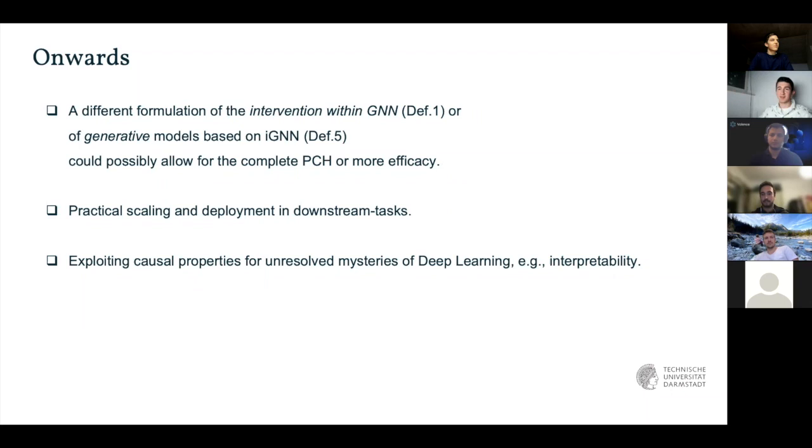Or something like that. And then also these generative models based on IGNN, I think those we can adapt as well, and by this maybe have actually the whole PCH, the complete hierarchy, which also includes the counterfactuals. Obviously also practical scaling and deployment on downstream tasks.